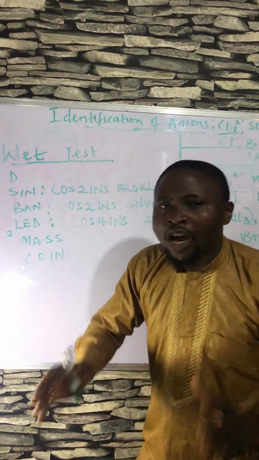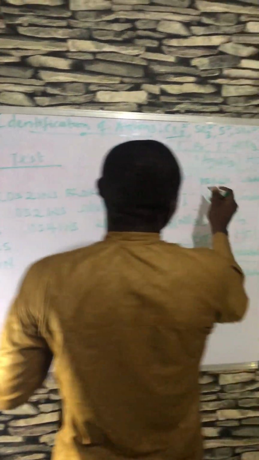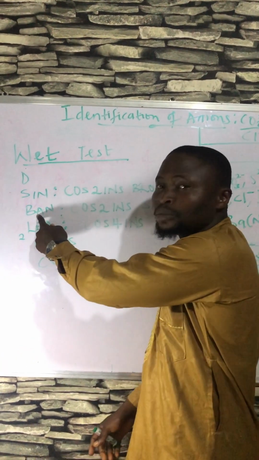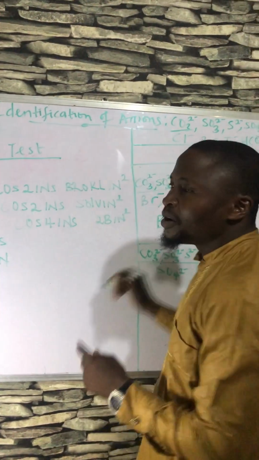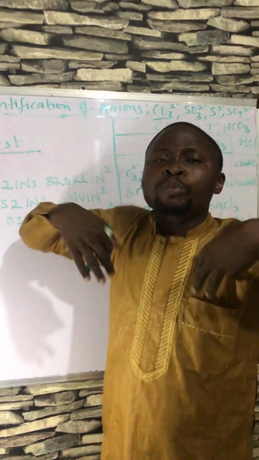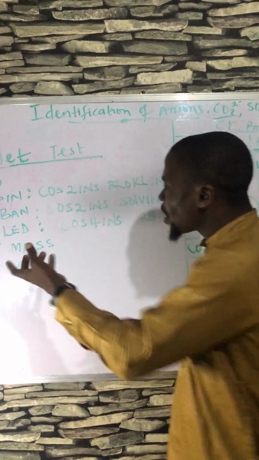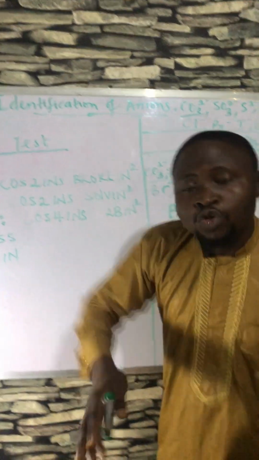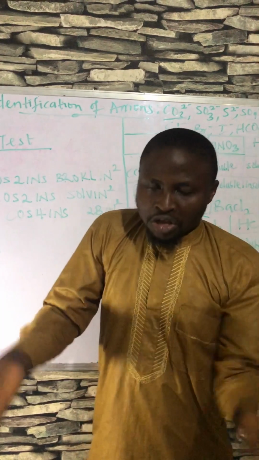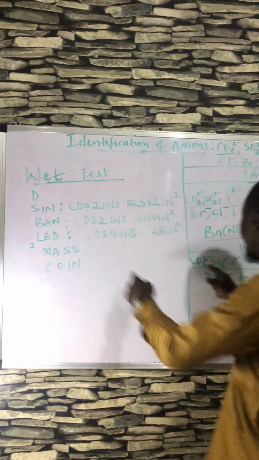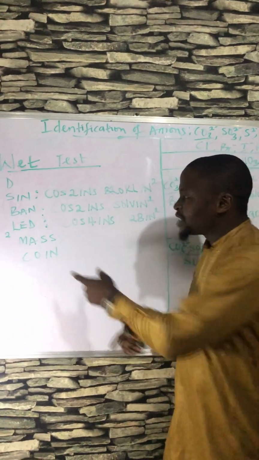Sin: silver trioxonitrate 5. Ban: barium 2 trioxonitrate 5. In any case, whenever you are using barium 2 trioxonitrate 5, you can also use barium chloride. Lead is simply lead 2 trioxonitrate 5. Alternatively, you can also use lead 2 ethanoate.